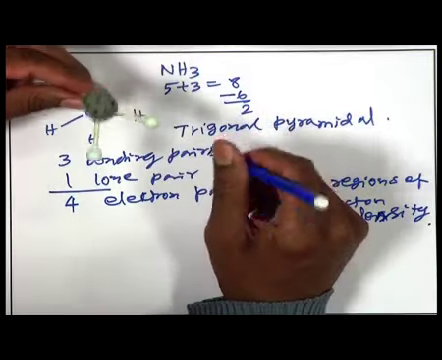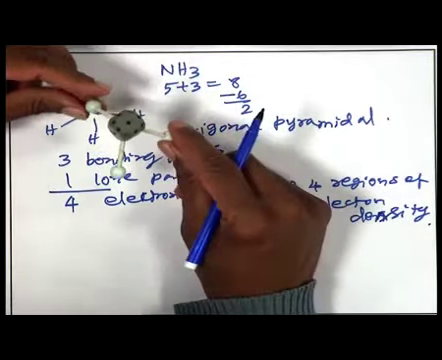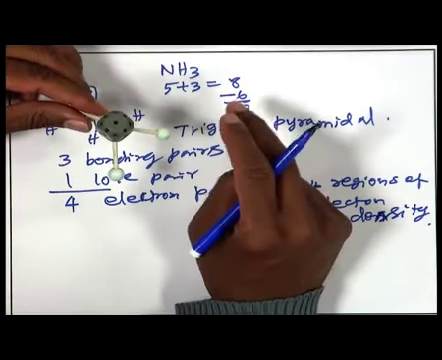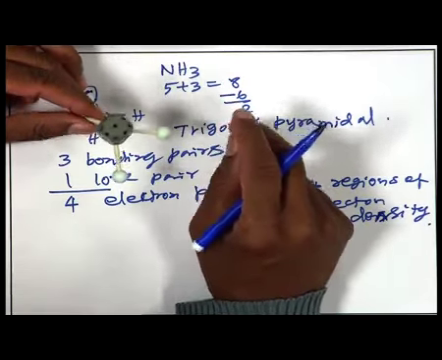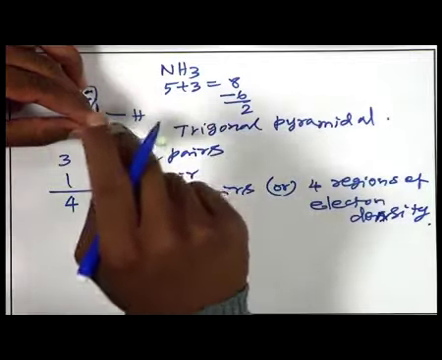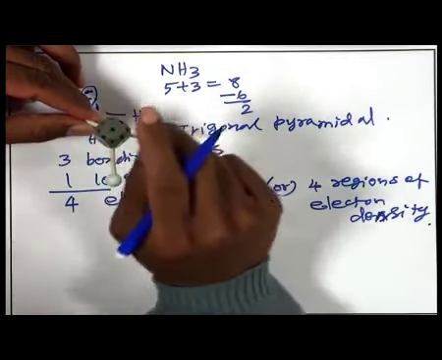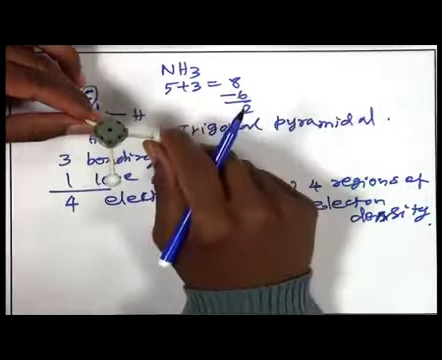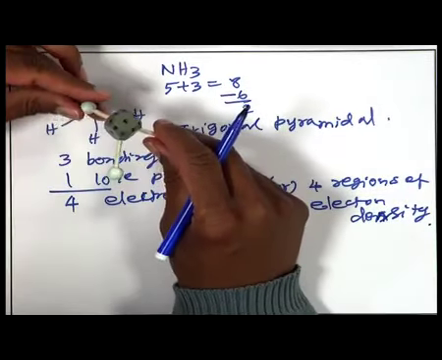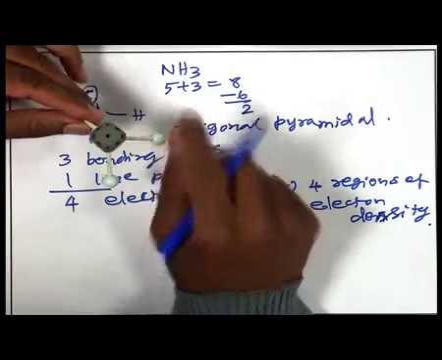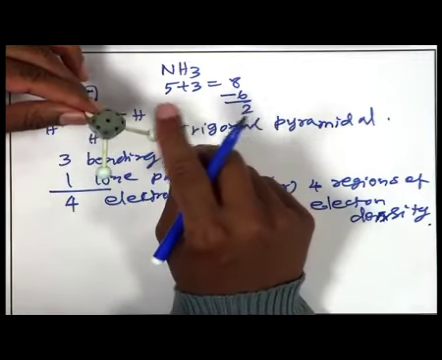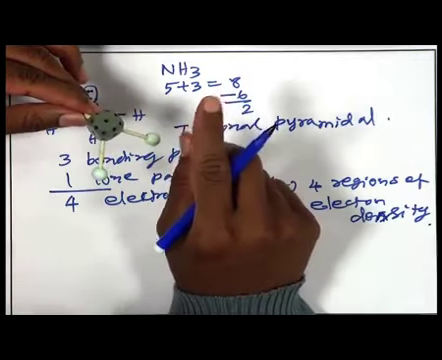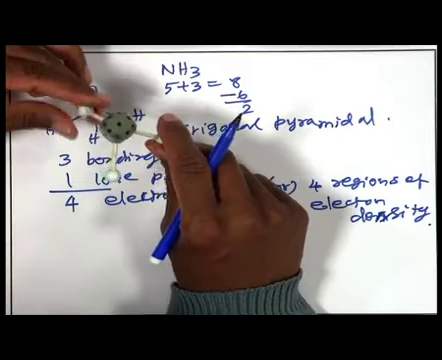So you should not tell the shape of the ammonia molecule as tetrahedral. Tetrahedral geometry will come if there is an atom in this place, like methane, where you have 4 hydrogen atoms, so its shape is tetrahedral. But to tell the shape of the molecule, one should not include the region occupied by the lone pairs.